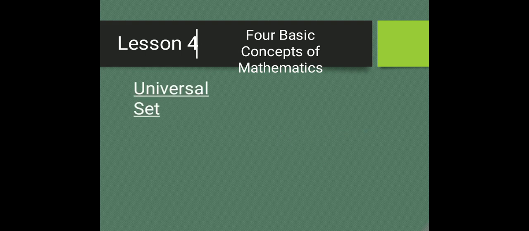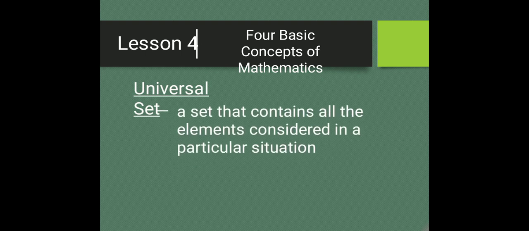Next one. The universal set. Okay. What is a universal set? Okay, a set that contains all the elements considered in a particular situation. So, yung kabuuang set na pinag-aaralan, yun yung tinatawag nating universal set. Okay? And it is denoted by ito, yung U, capital letter U. Kapag nakakita tayo ng ganyan, that represents a universal set.